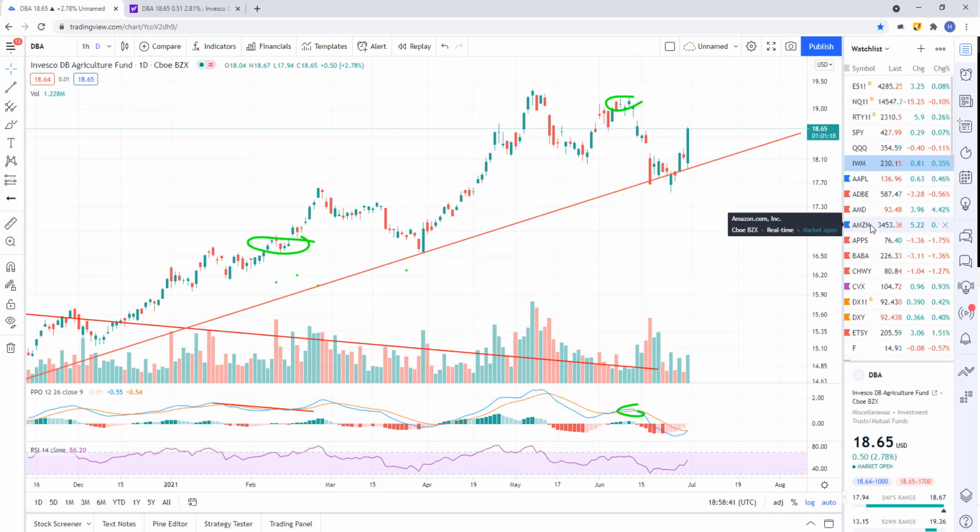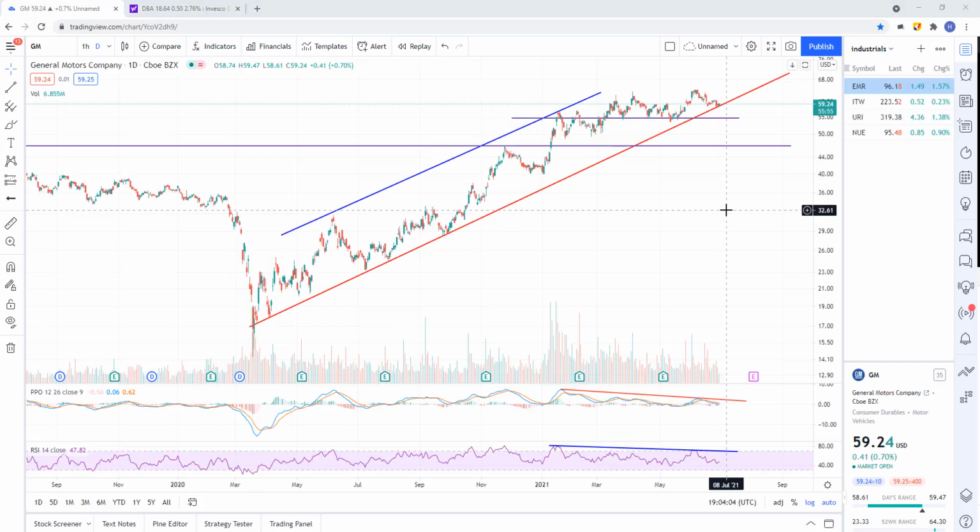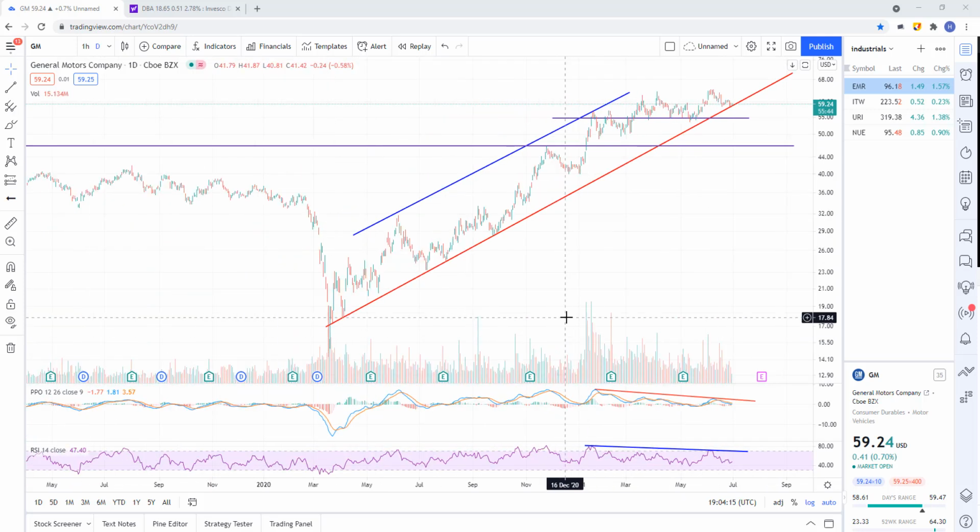So that'll be things like gold and ag commodities. Here's a new trade idea. Now this one's just a setup, it's not actionable yet. I just want to point out the setup, and we'll follow along to see if we actually get a sell signal or a trigger. GM, General Motors.